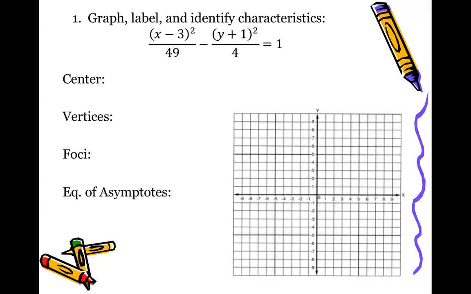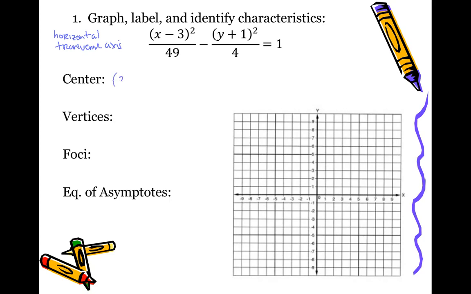Is this going to be a vertical or a horizontal transverse axis? Well, which one of these is positive? Oh, the x term is positive. So this is going to have a horizontal transverse axis.